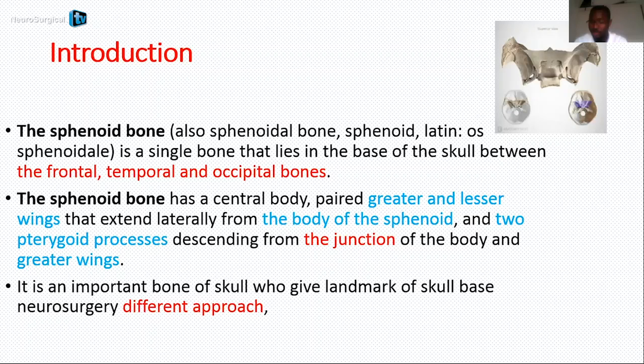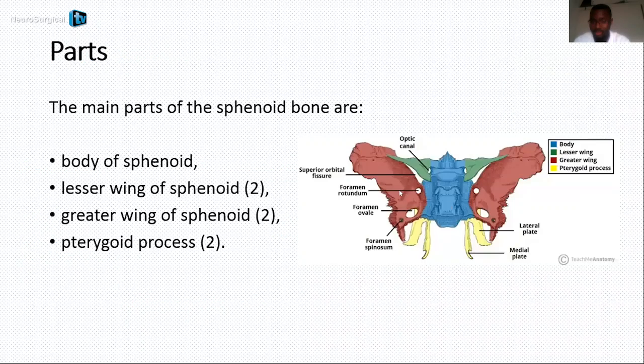The main parts of the sphenoid bone are the body of the sphenoid, like here in blue. You have two lesser wings of the sphenoid and two greater wings of the sphenoid, lateral to the body, and we have two pterygoid processes, again lateral and posterior to the body of the sphenoid. So we will talk about the body of the sphenoid.